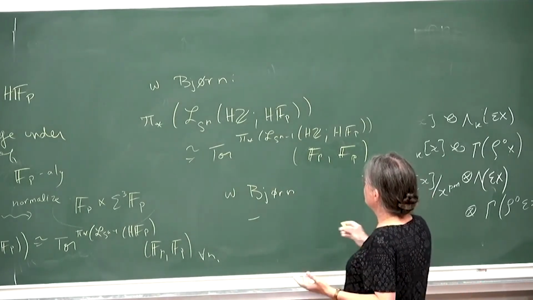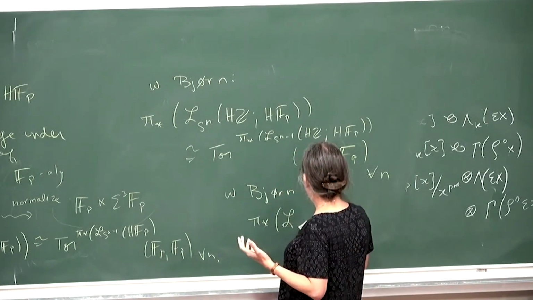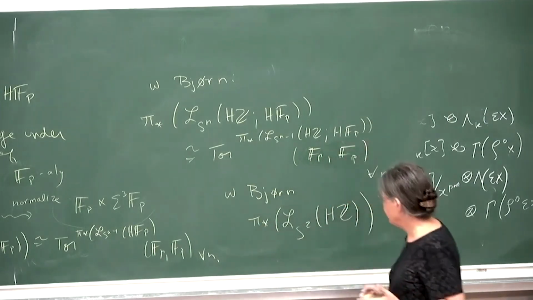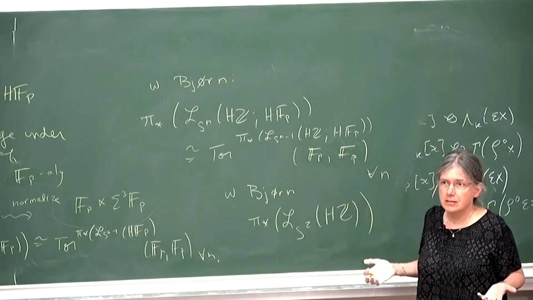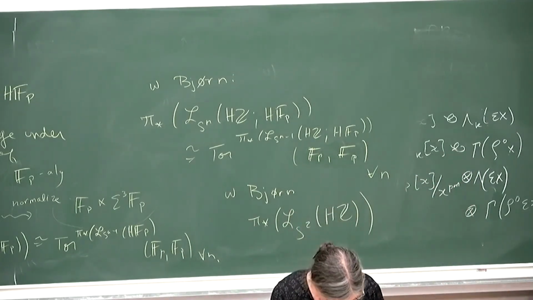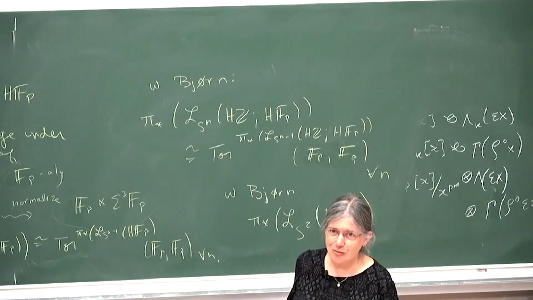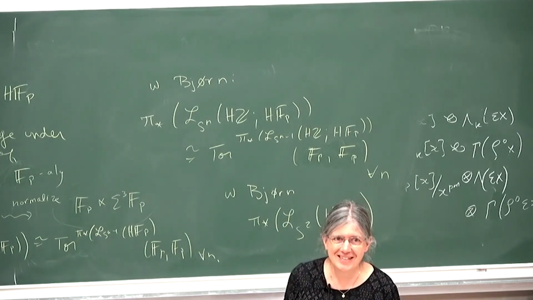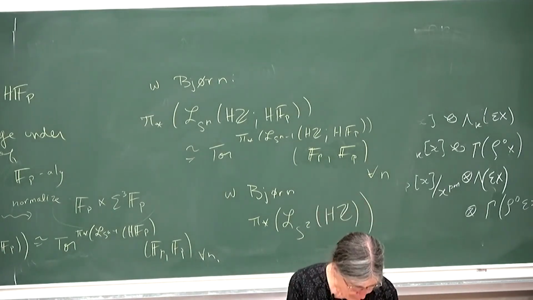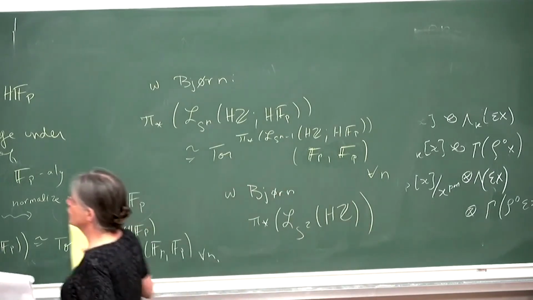Yeah, and then also with Bjørn, we calculated pi star of LS2 of HZ without coefficients. But that was getting complicated. So this was just like analyzing the torsion step by step. Whatever. That's how we got the discrete case to help us with HFP in one case, and HZ. Okay. And now I want to move on to Loday constructions on tori.